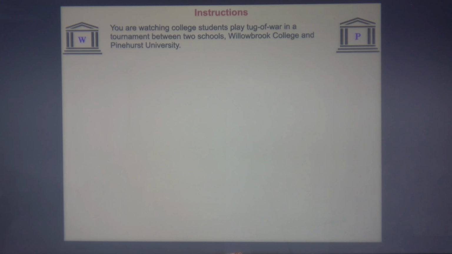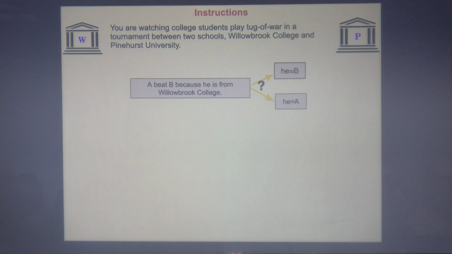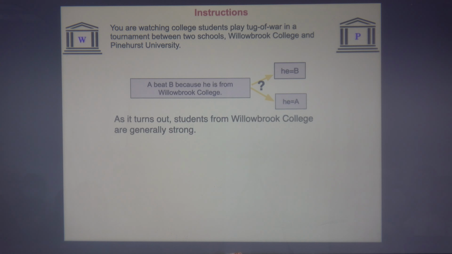We had another version where we started with ignorance. So you're watching college students play tug of war in a tournament between two schools, Willowbrook College and Pinehurst University. A beat B because he's from Willowbrook College. Now, I don't know anything about these places, right? Then halfway through the study, we tell people, oh, by the way, students from Willowbrook College are generally strong. At this point, is from Willowbrook College should mean something like is strong.